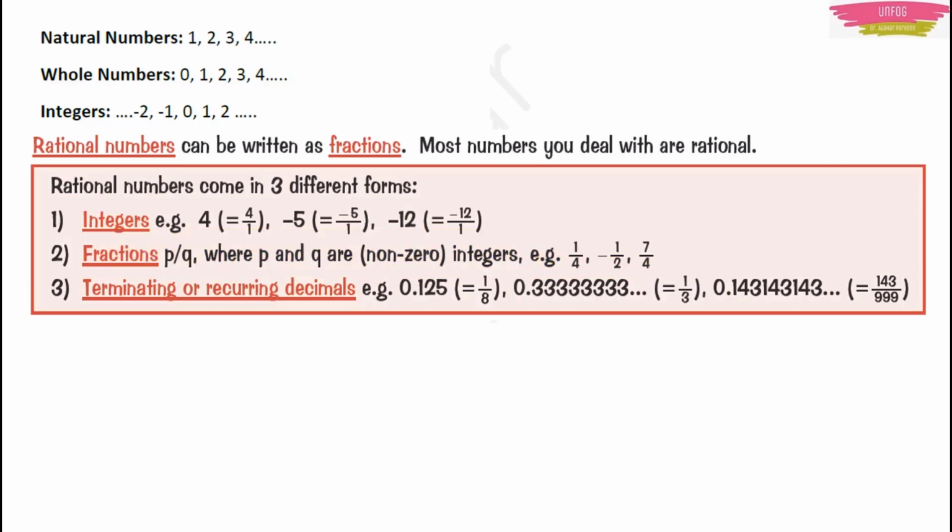And then these fractions, sometimes if you divide them, you will get recurring decimals. Usually if you divide a fraction, you will get a decimal, but sometimes you get recurring decimals. Recurring decimals means, for example, if I divide 1 by 3, you get 0.33333. That 3 is repeating every time. So this type of decimal is known as a recurring decimal or a terminating decimal.